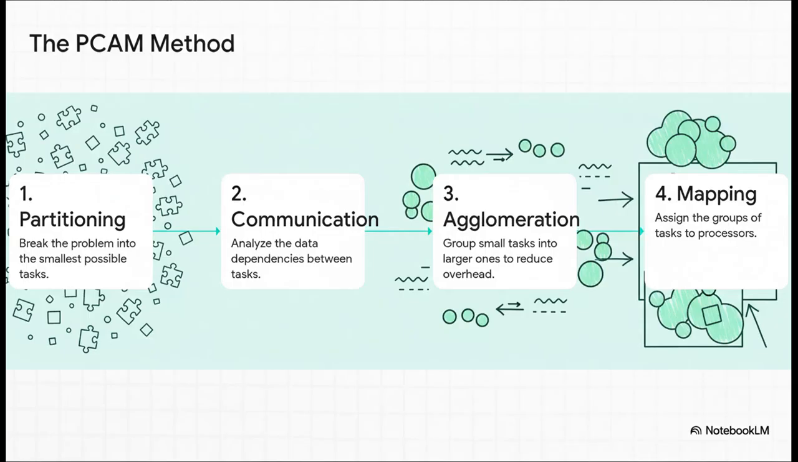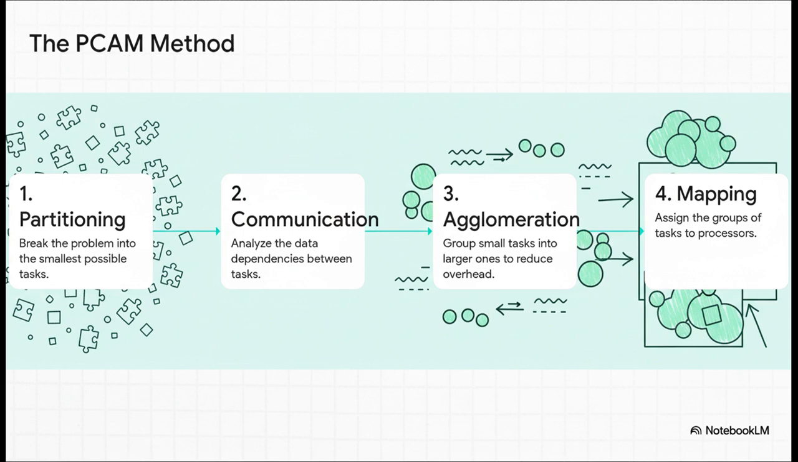And here it is, the whole shebang, the complete PCAM method. It's a super clear 4-step blueprint. First, you partition. Break the problem into the smallest possible tasks. Then you analyze the communication, figure out how those tasks need to talk to each other. Next, you agglomerate, group those tiny tasks into bigger, more efficient chunks to cut down on that communication overhead. And finally, you map those new, bigger tasks onto your actual processors. PCAM: partition, communication, agglomeration, and mapping.